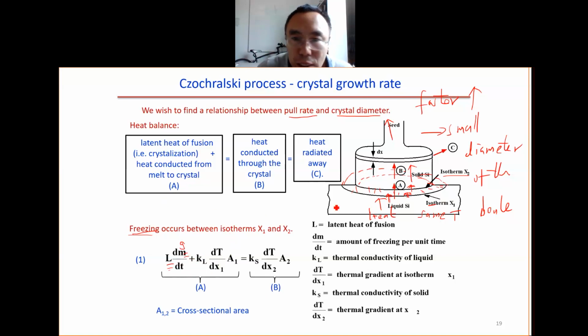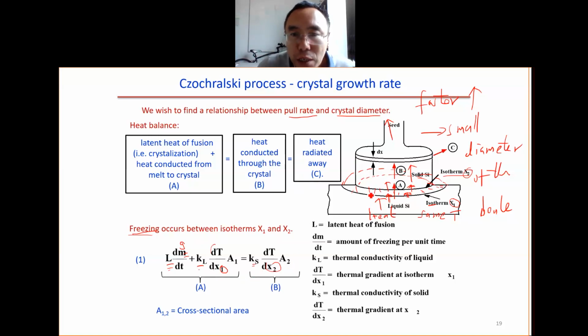The heat conduction is given by thermal conductivity times temperature gradient times area A1, at dx1, because this is isotherm X1. This is the heat getting in here. This should be equal to the heat conducted out. So this is Ks, the thermal conductivity of the solid material, times the temperature gradient at X2, times the area. So this is the equation, the balance of the heat.